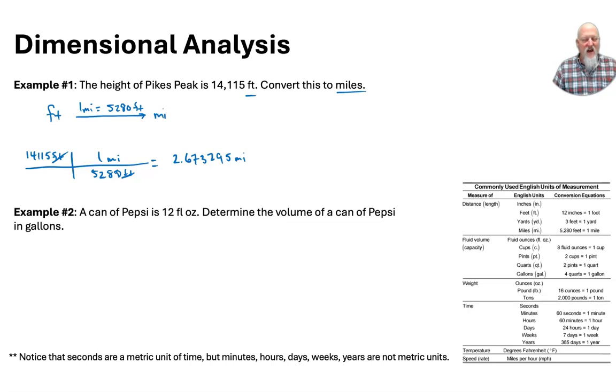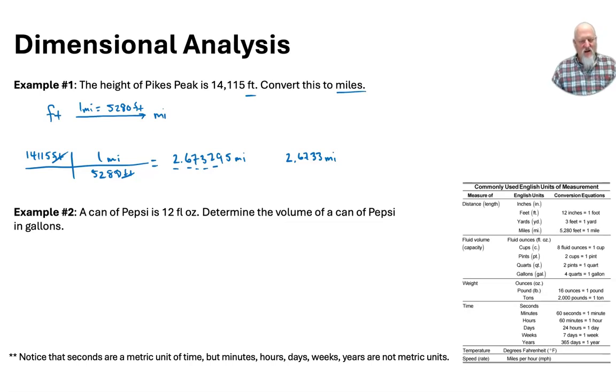I had 5 significant figures to start. My conversion is exact. 1 mile is exactly 5,280 feet, so this does not affect the significant figures. So I started with 5, I should end with 5. 1, 2, 3, 4, 5. 2 is the last significant figure. I'll look after that. 9 is 5 or greater, so I'm going to round the 2 up. So 2.6733 miles. So the top of Pikes Peak is 2.6733 miles above sea level.